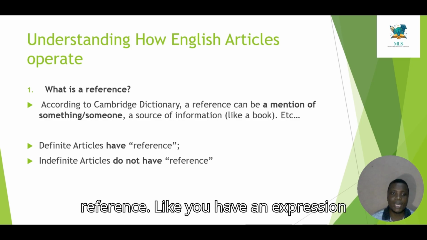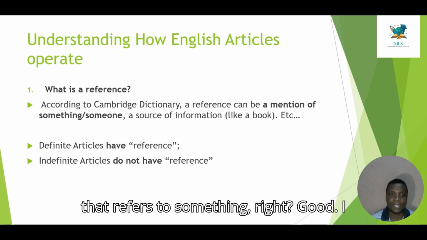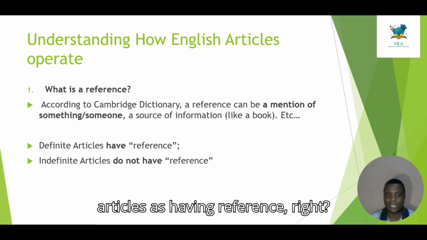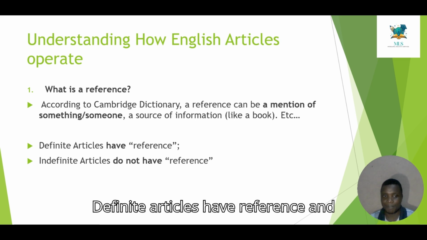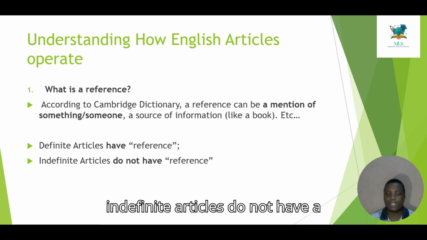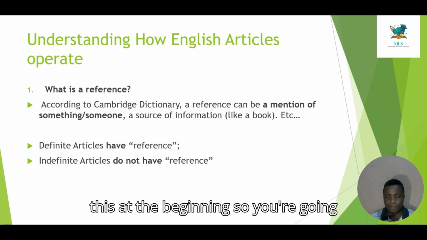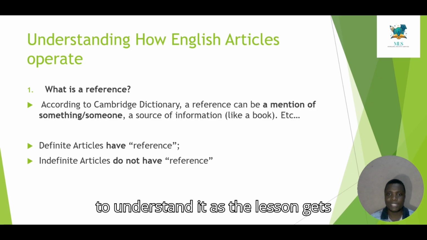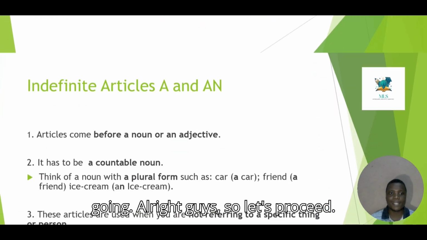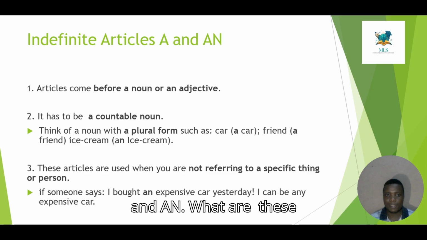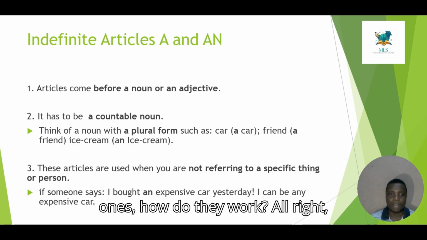Good. I want you guys to think of definite articles as having reference, right? Definite articles have reference, and indefinite articles do not have reference. So I want you to think like this at the beginning, so you're going to understand it as the lesson gets going. All right, guys, so let's proceed. Let's start with indefinite articles A and AN. What are these ones? How do they work?